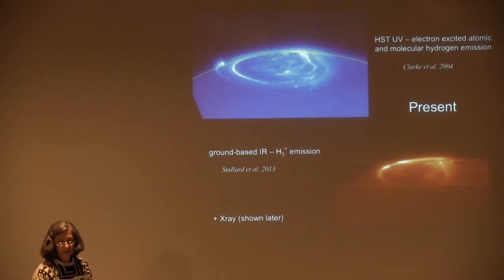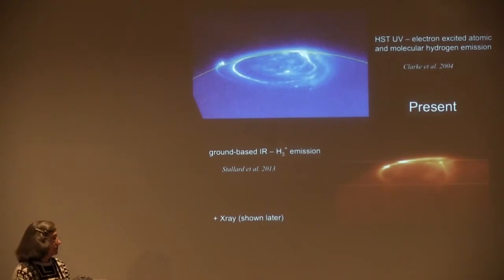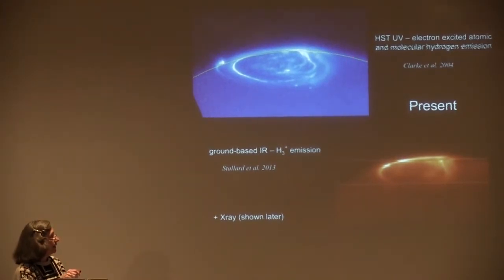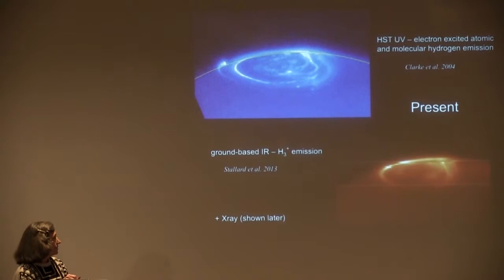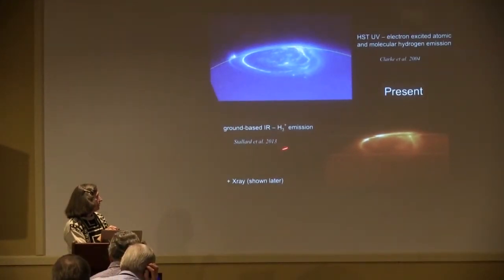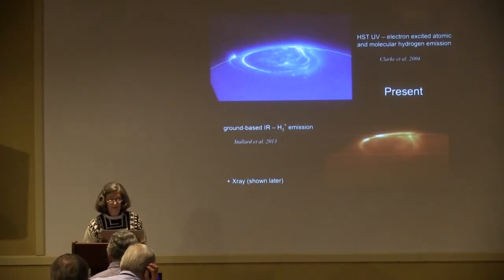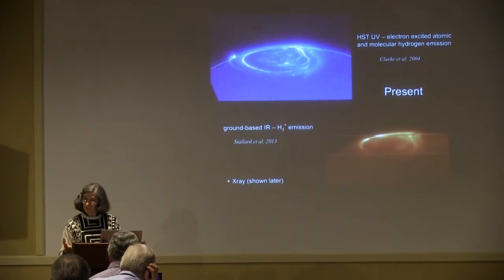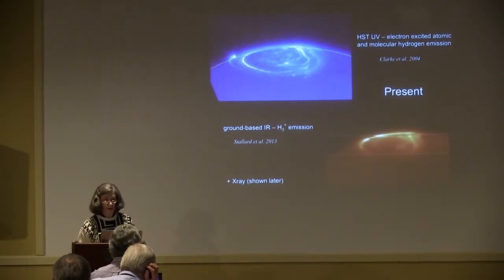And so what I'm going to do is talk a little bit about the morphology from these two UV electron-excited atomic hydrogen and molecular hydrogen emissions and the ionospheric ground-based IR H3+ emissions. I'm going to talk a little bit about the morphology, and then I'm going to show you a few movies in which I hope that you can see many of the features that I'll just describe here with the static images. So there are three main emissions in the Jovian aurora.